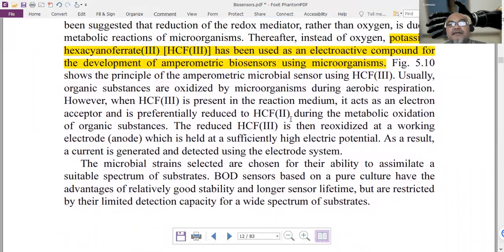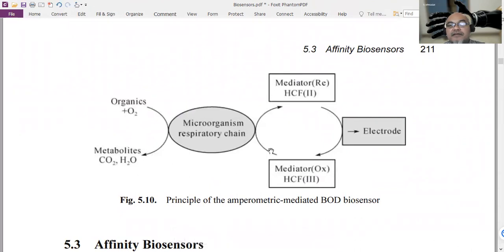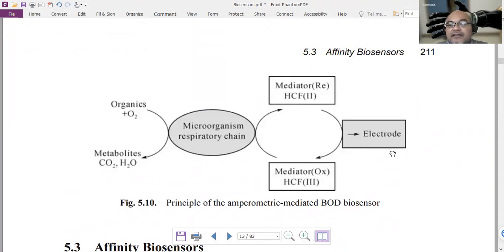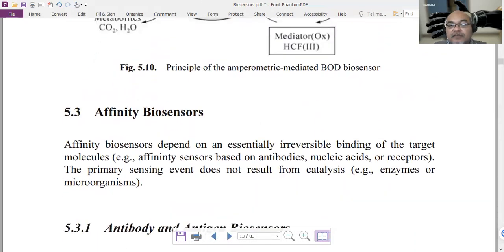Then upon the respiratory mechanism, this will be reduced to HCF2, and then at the electrode it will be oxidized to HCF3. During that oxidation reaction, it will exchange electrons with the electrode, and this electron flow can be detected. This will then indirectly show the oxygen content, the biochemical oxygen demand, within that water environment.